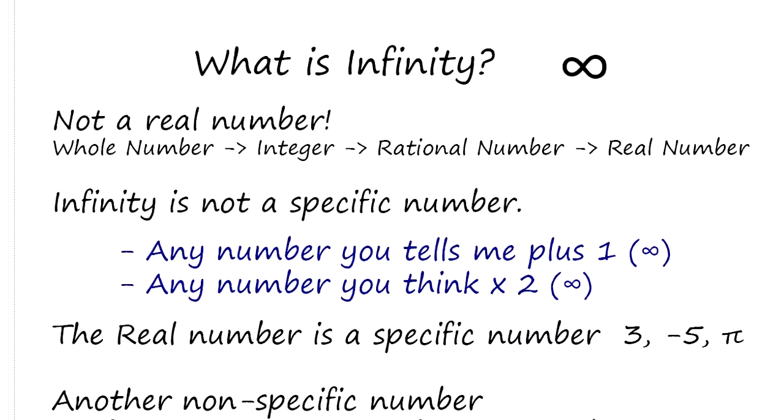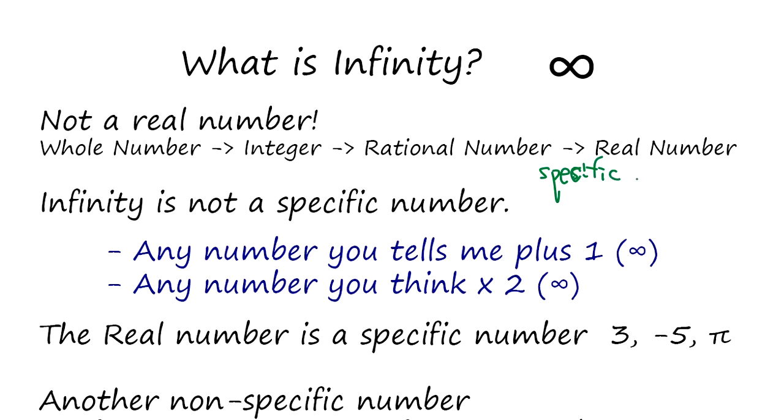So what do you mean by a specific number? Well, you know the exact value. That's what it means, okay? Infinity doesn't have an exact value. So infinity is not a specific number. Any number you tell me plus 1 can be infinity. Any number you think, multiplied by 2, can be infinity, right? So a real number is a specific number, like 3, minus 5, and pi, but infinity is not.